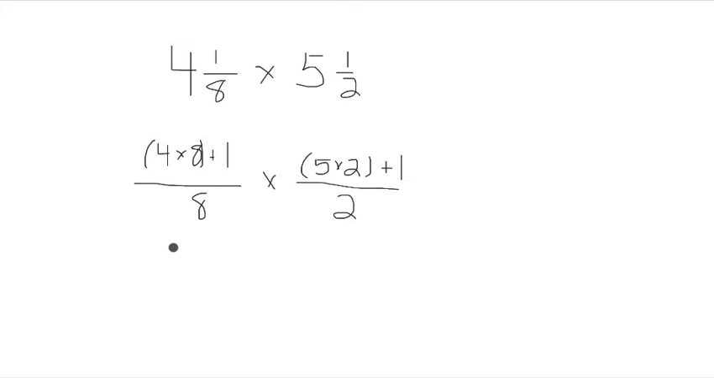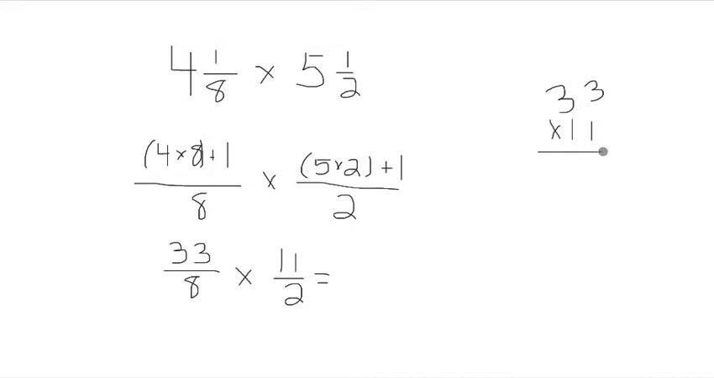So 4 times 8 is 32 plus 1, so that's going to be 33 over 8 times 5 times 2, which is 10 plus 1, that's 11 times 2. Then we're going to do 33 times 11. So that's going to be 33. Bring down our 0 placeholder.